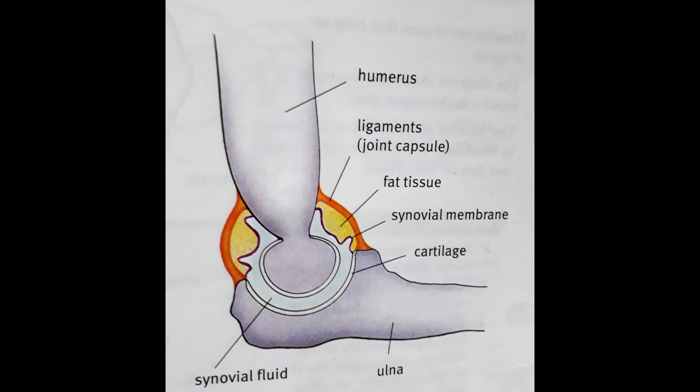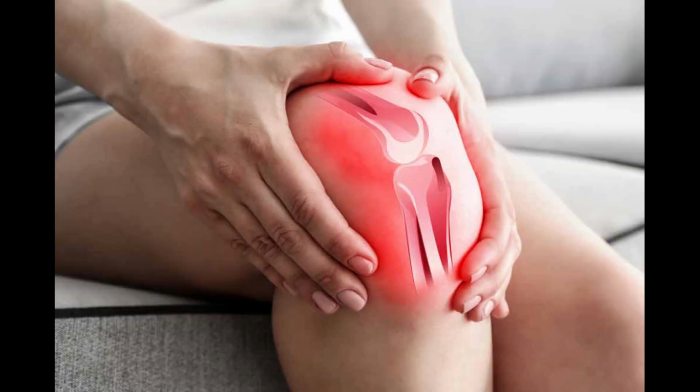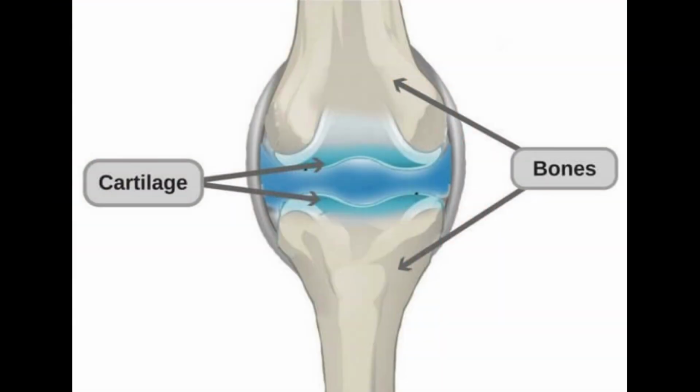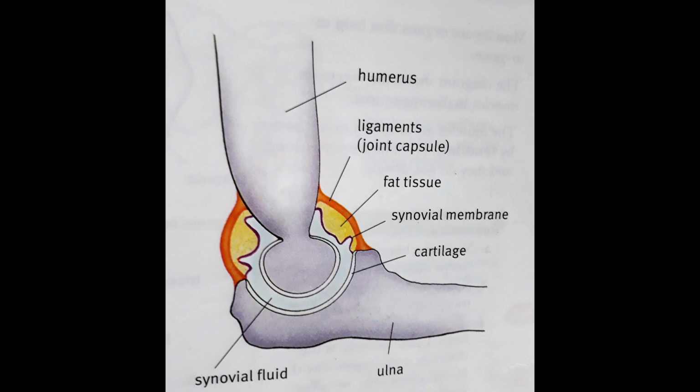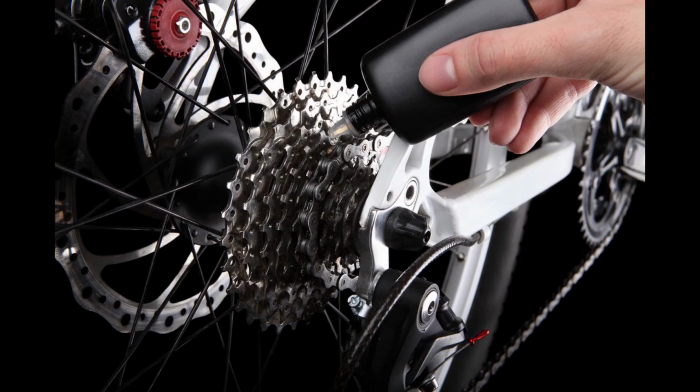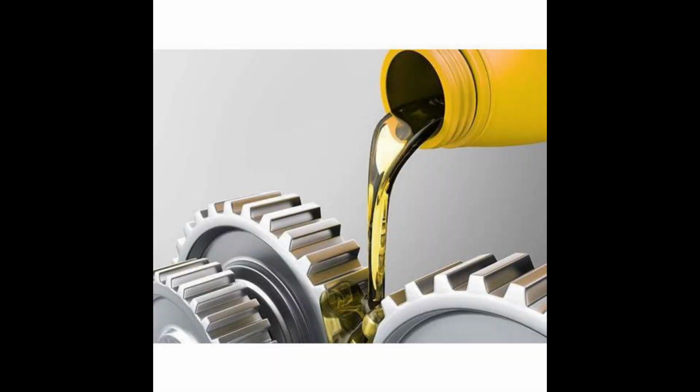This diagram shows what the elbow joint would look like if you cut through it. When two bones move against each other, friction tries to stop them. So, in order to reduce friction, the ends of the bones are covered with a very smooth, slippery material called cartilage. Also, a thick, slippery fluid called synovial fluid fills the space between the two bones. The synovial fluid helps to lubricate the joints like oil in the moving parts of an engine or bicycle.